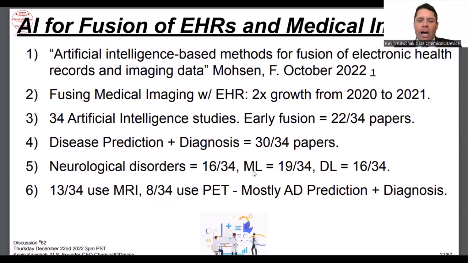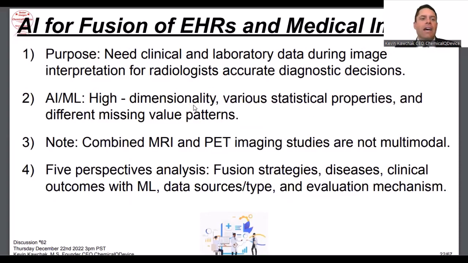And then so you have machine learning, 19, DL, deep learning, 16, 13 use MRI, 8 use PET scans, mostly for AD, Alzheimer's disease prediction and diagnosis. So the whole purpose with this is the need for clinical and laboratory data during image interpretation for radiologists, and in specific, high dimensionality, various statistical properties, and different missing patterns.